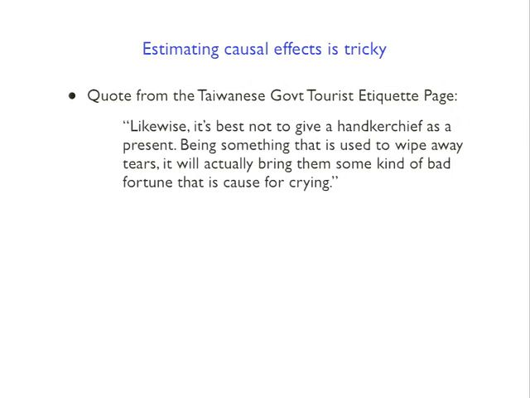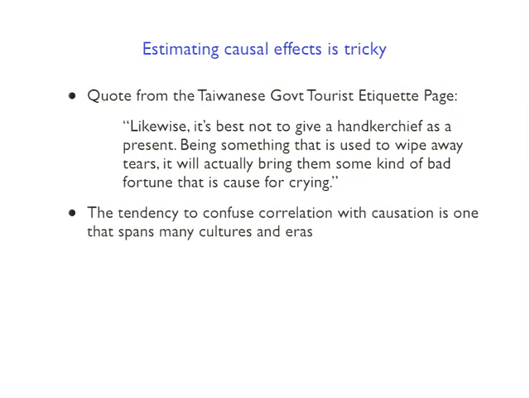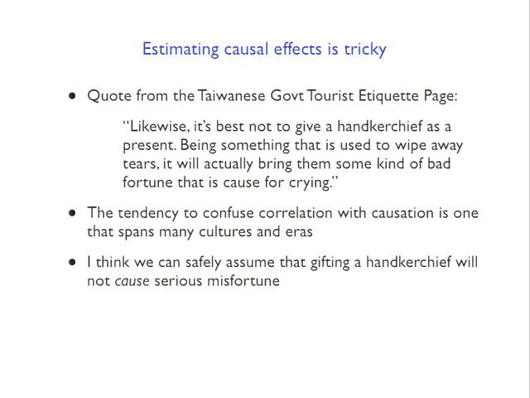So the quote says, likewise, it's best not to give a handkerchief as a present. Being something that is used to wipe away tears will actually bring them some kind of bad fortune that is cause for crying. So this kind of demonstrates that the tendency to confuse correlation with causation is one that spans many cultures and eras. I think we can safely assume that gifting a handkerchief is not going to cause serious misfortune. It's true that the use of the handkerchief is in fact correlated with misfortunes, but that's not the same as saying that if I come in and give you a handkerchief, then that's going to cause you to have some sort of misfortune that you otherwise would not have had.